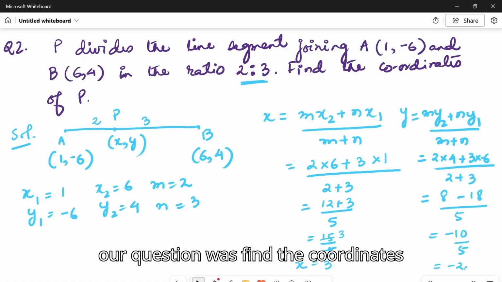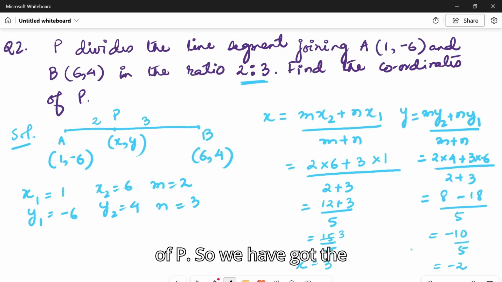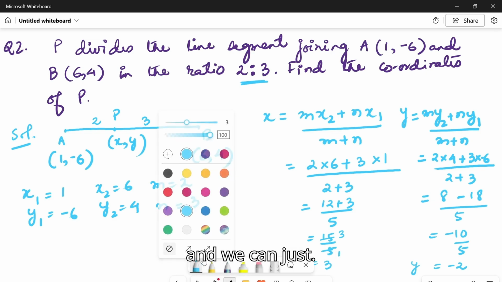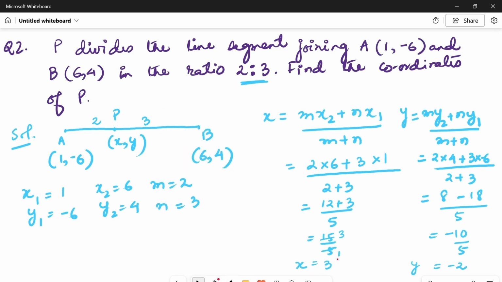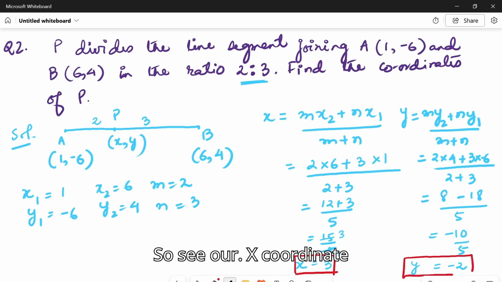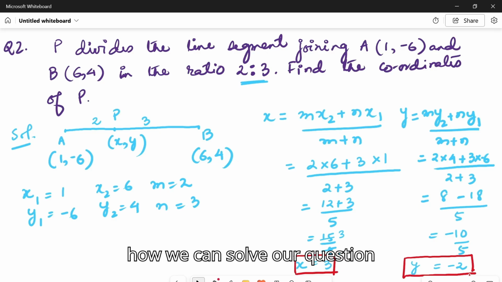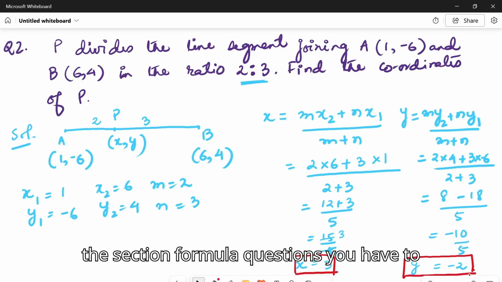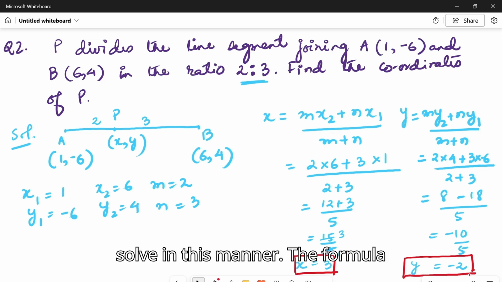Our question was to find the coordinates of P. So we have got the x coordinate and y coordinate, and we can now box it to highlight our final answer. See, our x coordinate has come as 3 and y coordinate is -2. So this is how we can solve our question, and you can get the coordinates of both x and y. Generally the section formula questions you have to solve in this manner.